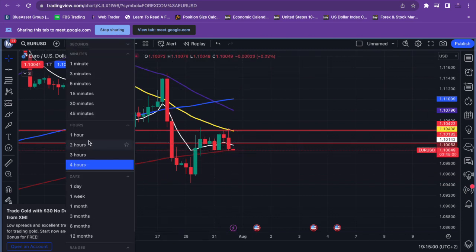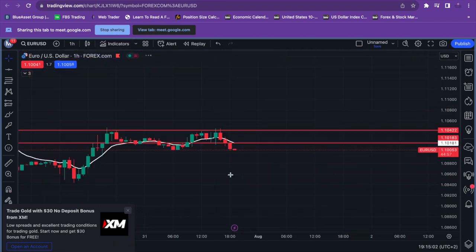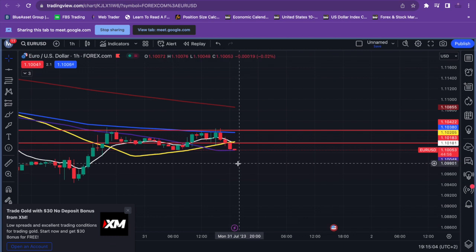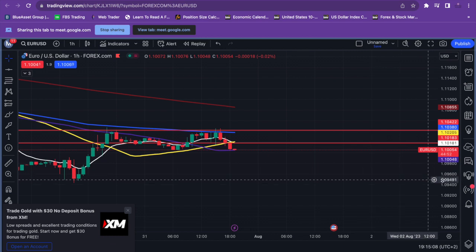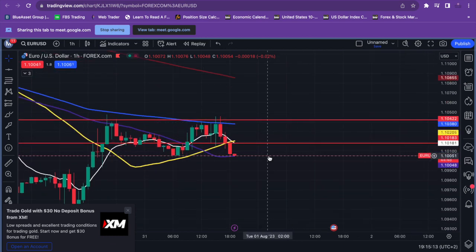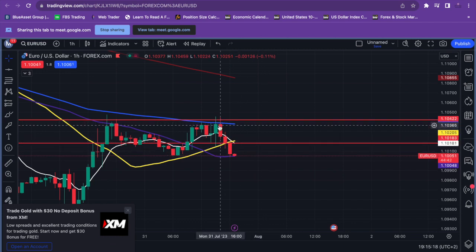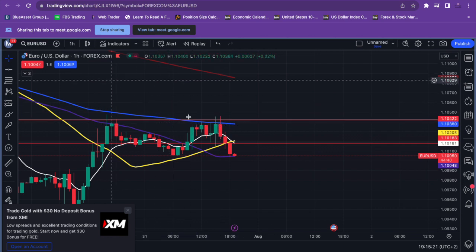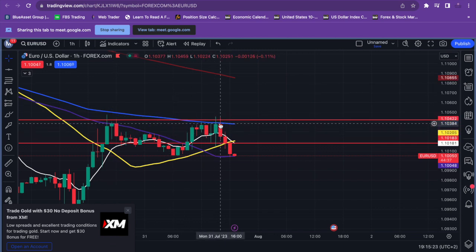So if you want to just understand price a little bit better, go back down and you can see why price is doing it. Why price is not really going anywhere? Because it literally is getting squeezed by the moving averages. Remember, the 200-day moving average on the 4-hour is the 100-day on the 1 hour. So they represent the same time frame.